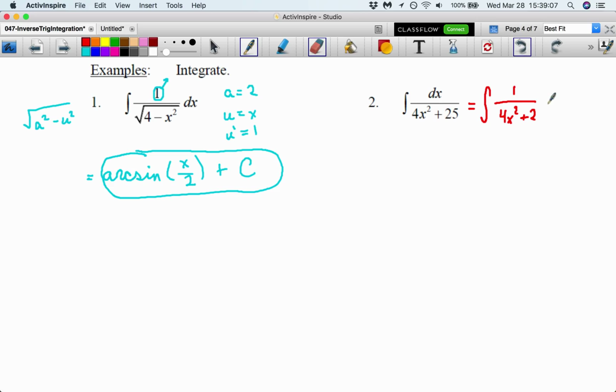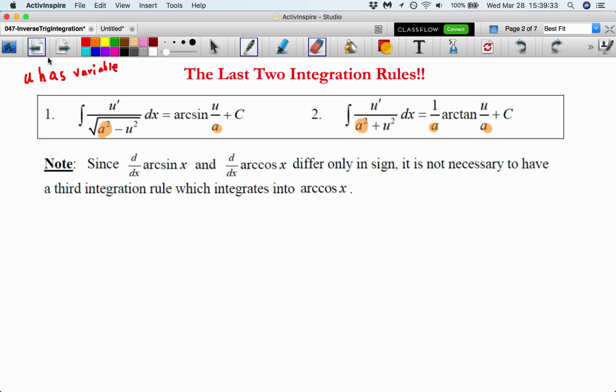Not 2x, 25. Okay, you can just move it outside. That's fine. They're both, it's going to show up. You need to know how to deal with it. So then I notice I have a sum of squares. So if this is like a squared and u squared, which one's u? Well, u is the one with the variable. I wrote that on the last one. U has the variable.